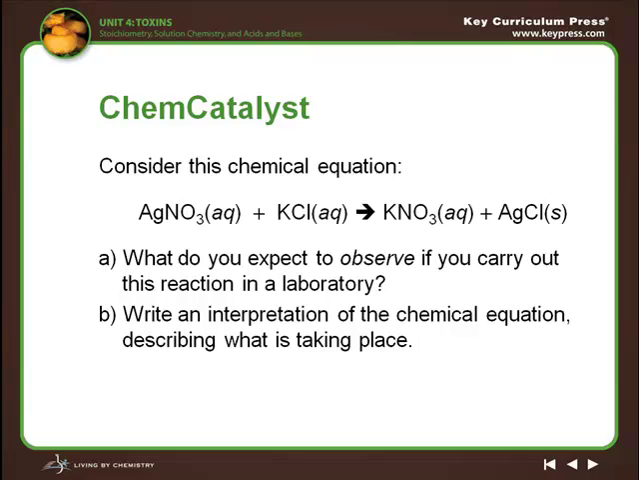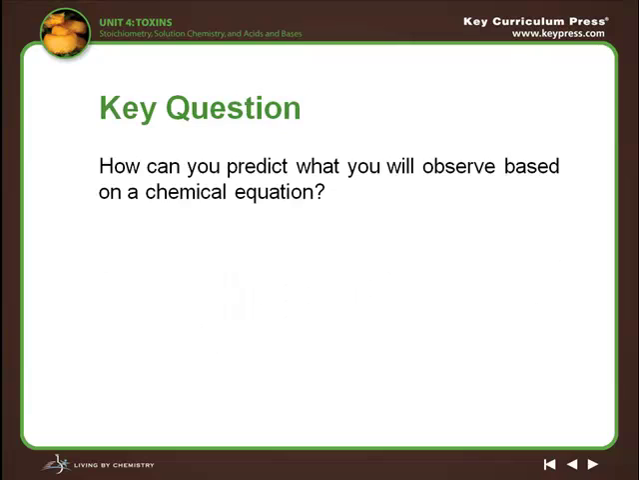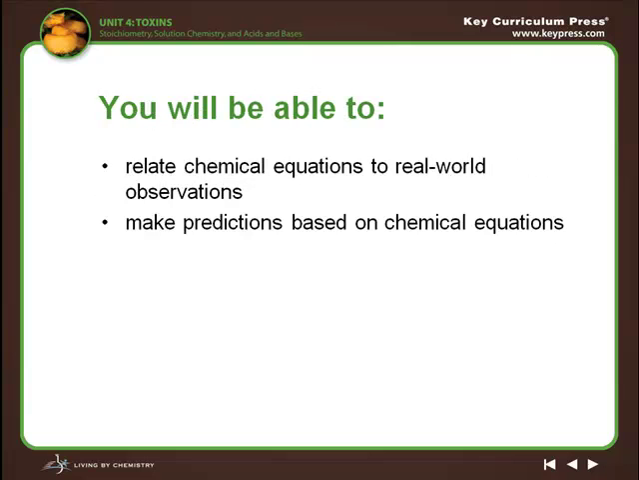So today we're going to look at a few reactions and what we will actually see. How can you predict what you will observe based on a chemical equation and relate chemical equations to real-world observations, what you see versus the reaction? You'll be able to make predictions based on chemical equations and test them out. So you're going to predict the future and then test it.